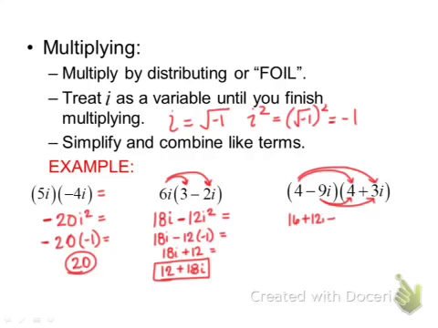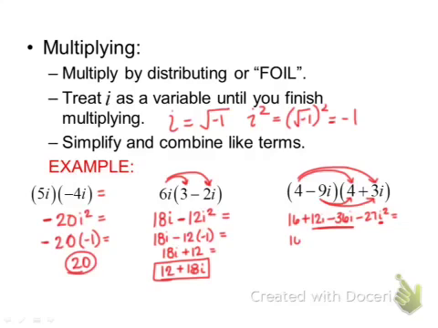We'll have -9i times 4, which is -36i. And then we'll have -9i times +3i, which is going to be -27i squared. Okay, so we have a little bit of simplifying to do on this one. One thing I see that I can do is combine my like terms in the middle. The other thing I can do is take care of this i squared here.